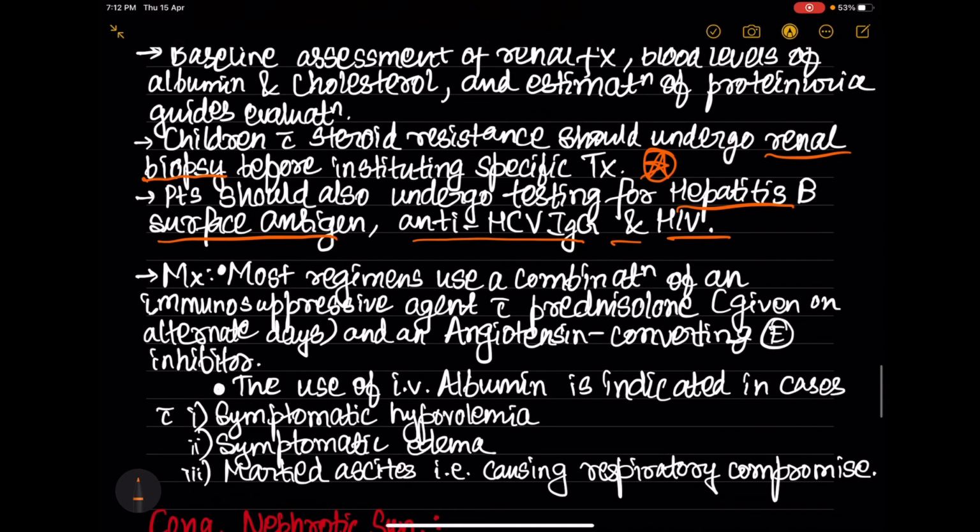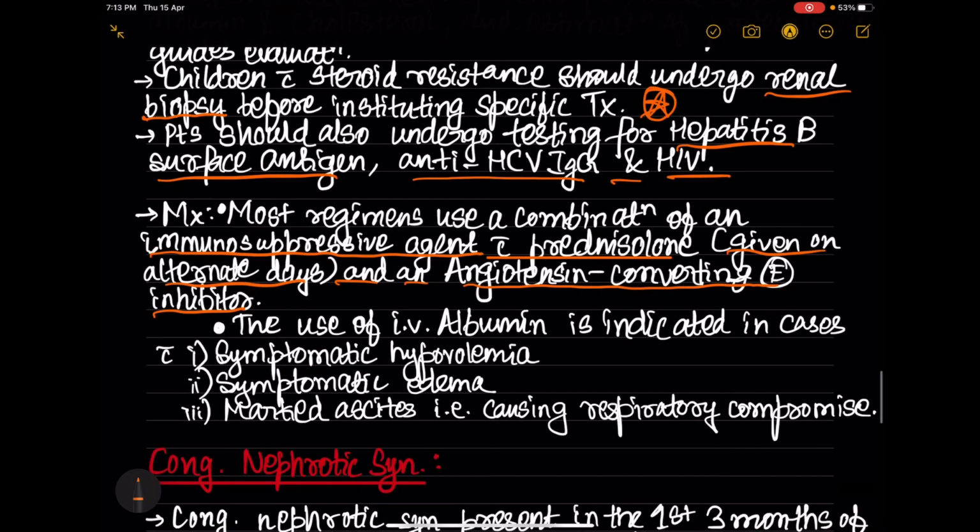Now coming to the management, most regimens use a combination of an immunosuppressive agent with prednisolone, which is given on alternate days, and angiotensin converting enzyme inhibitors. Okay, so the use of IV albumin is indicated only in few cases. In case of the steroid resistant nephrotic syndrome, that is mainly in symptomatic hypovolemia, symptomatic edema, and in case of marked ascites, which is causing respiratory discomfort or compromise.